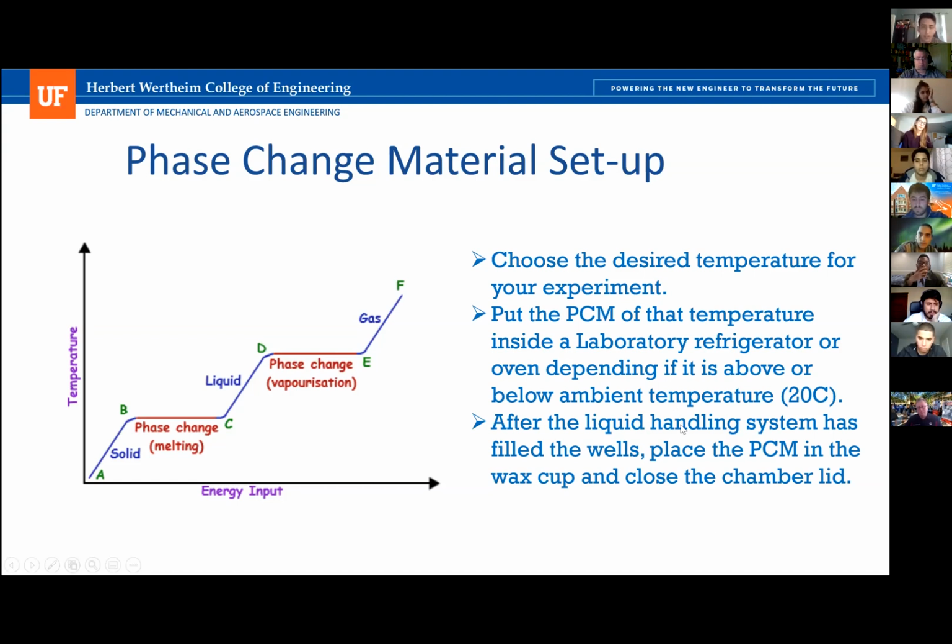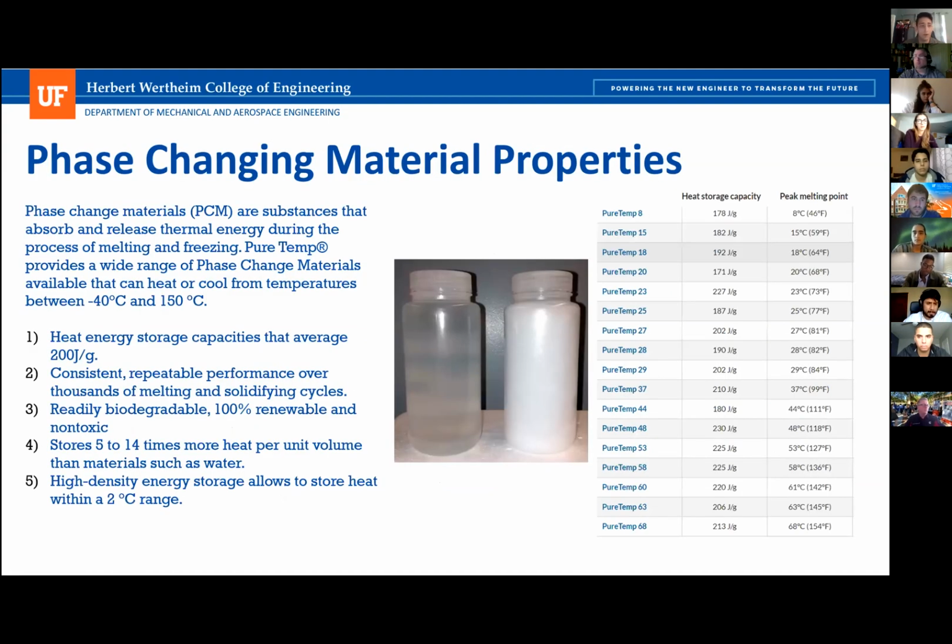So the way it's done is you choose the desired temperature for your experiment, then you place the PCM of that temperature inside a laboratory refrigerator or oven, depending on whether it is above or below ambient temperature. After the liquid handling system has filled the wells, place the PCM in the wax cup and close the chamber lid. Go ahead, Ian.